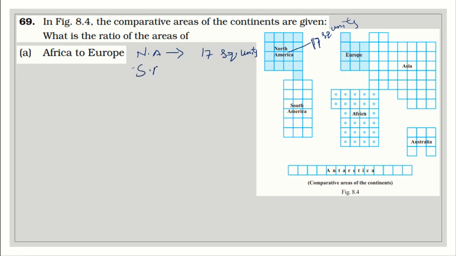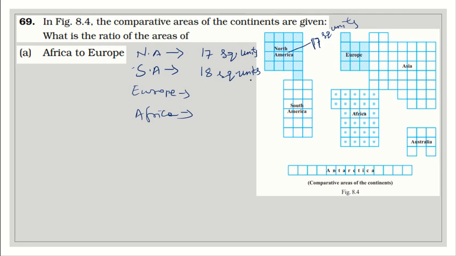South America: here 1 2 3 along the breadth, 3 units, and 1 2 3 4 5 6. So 6 3s are 18 square units. Now this way we will find the area of Europe and Africa also. Then only I can say the ratio between Africa to Europe.